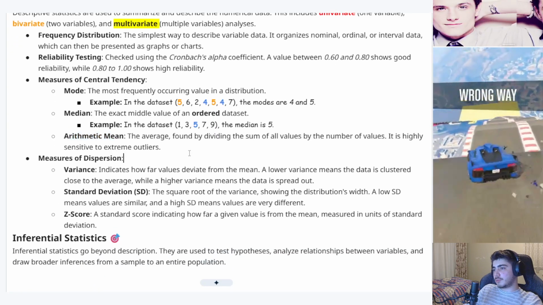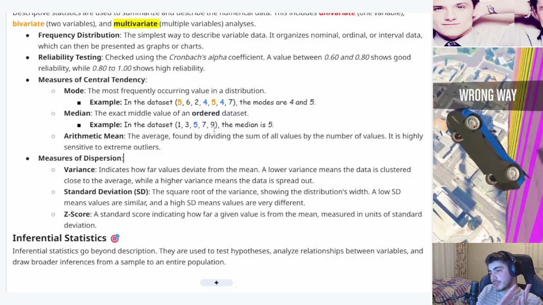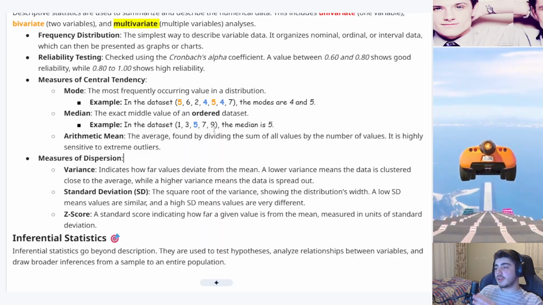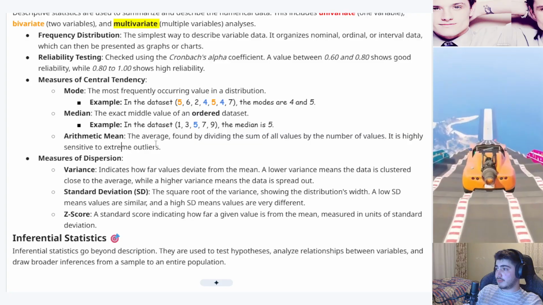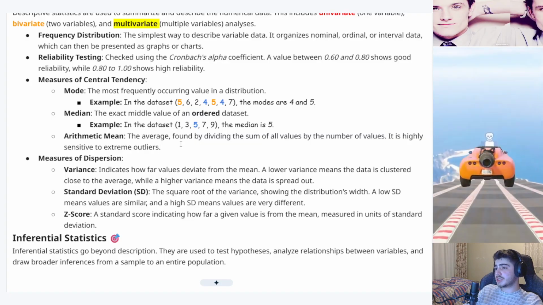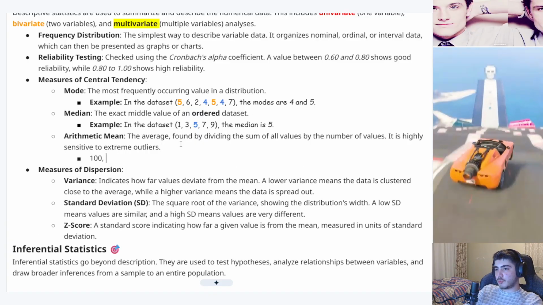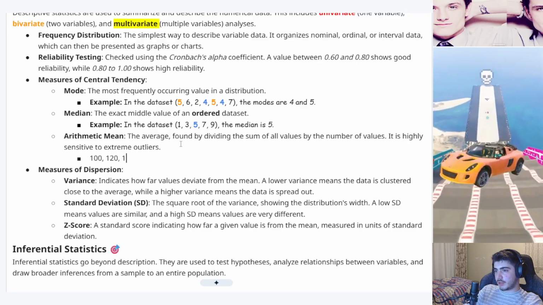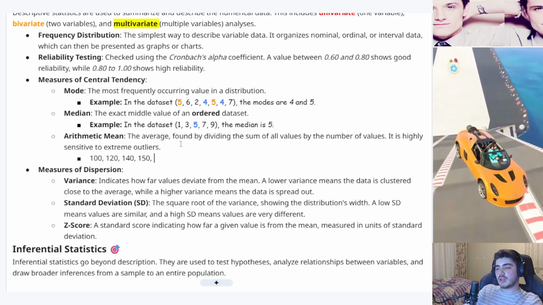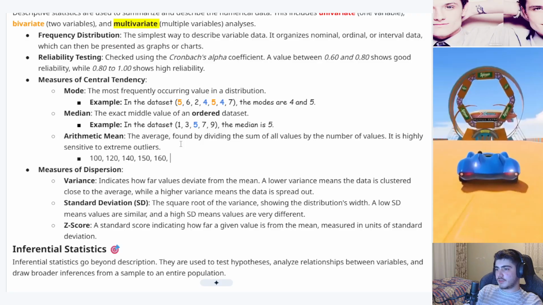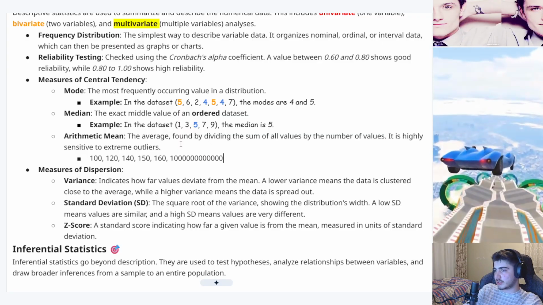Arithmetic mean is what you get when you sum up all of the numbers in the dataset and then divide by the amount of samples you have. But it is extremely sensitive to extreme outliers. So just to think of an example, when you have a village full of people getting 100 lira, 120 lira, maybe 140 lira, it's just 160. And then Elon Musk lives there with his 100 billion trillion dollars.